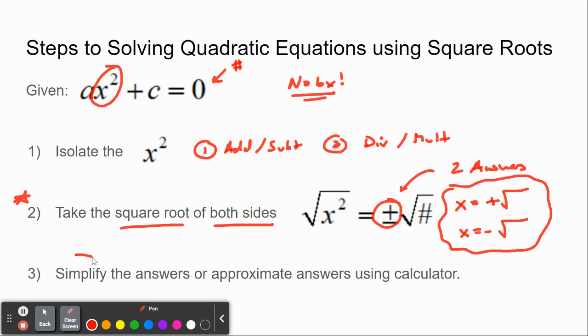And then lastly, you'll either simplify if it asks you to simplify the radical, or you'll approximate it using the calculator and just type it in. Perfect. So there's the first video. I'm going to stop there because this is midway, and I'll make a second video for the second half of the notes.